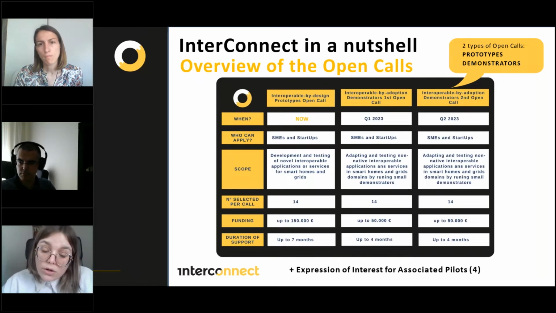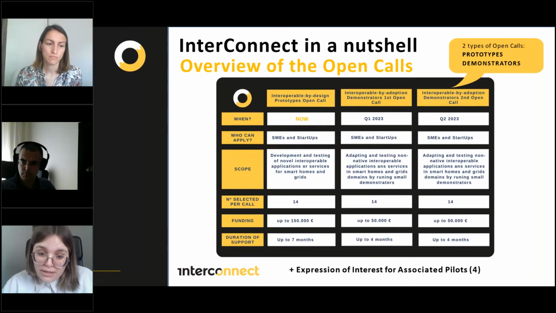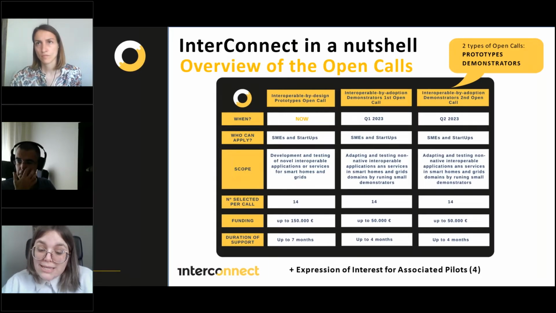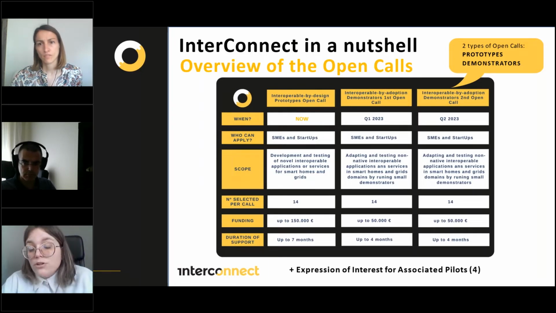For the open call that we have open at the moment, we will go in depth later on, but the funding is up to 150,000 euros, and the duration of the support is up to 7 months. For the next two open calls, the funding will be up to 50,000 euros, and the duration of the support will be up to 4 months. Apart from the open calls, we will also have an expression of interest for associated pilots.